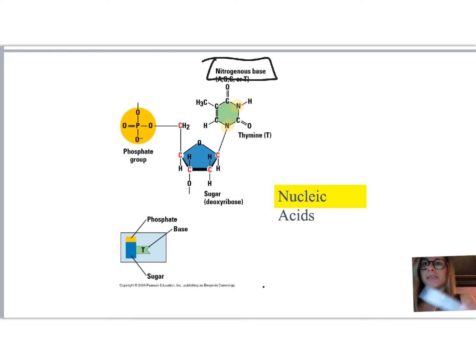So nitrogenous bases. Another thing that we look at is this sugar, right? So in this case, this is deoxyribose. So we're going to use ribose, right? Just regular ribose. And we're also going to use deoxyribose. So regular ribose will be for RNA, and then this deoxyribose will be for DNA. Okay? So that means that the molecule that we're looking at right now is a nucleotide of DNA.